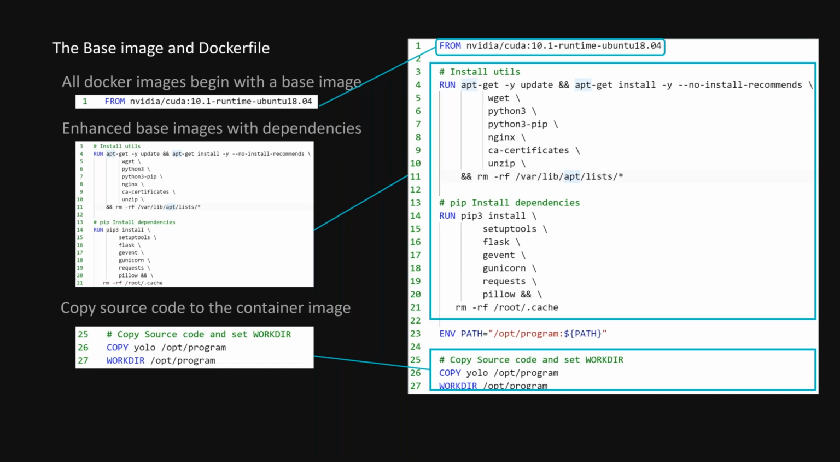If you're not familiar with pip, I don't want to get into too many details here. It's a Python package management system. But here's where I'm installing gunicorn, requests, Flask, all the things that my wrapper code needs for my model.